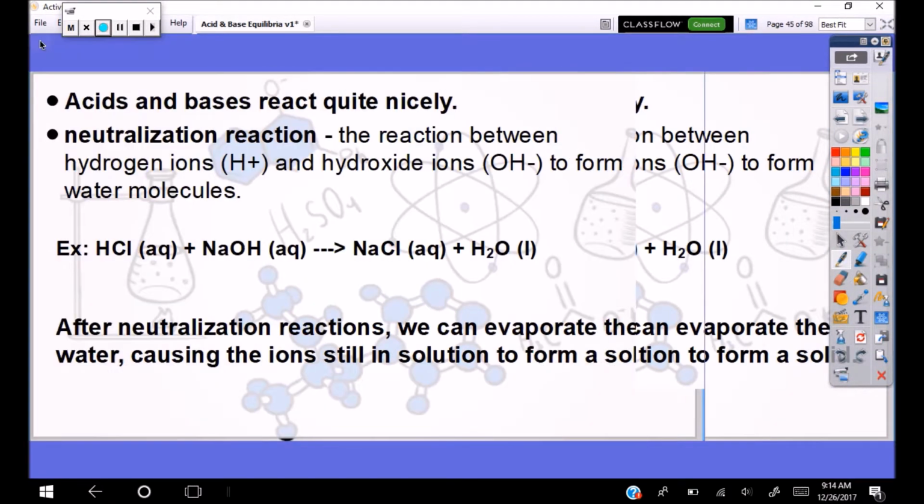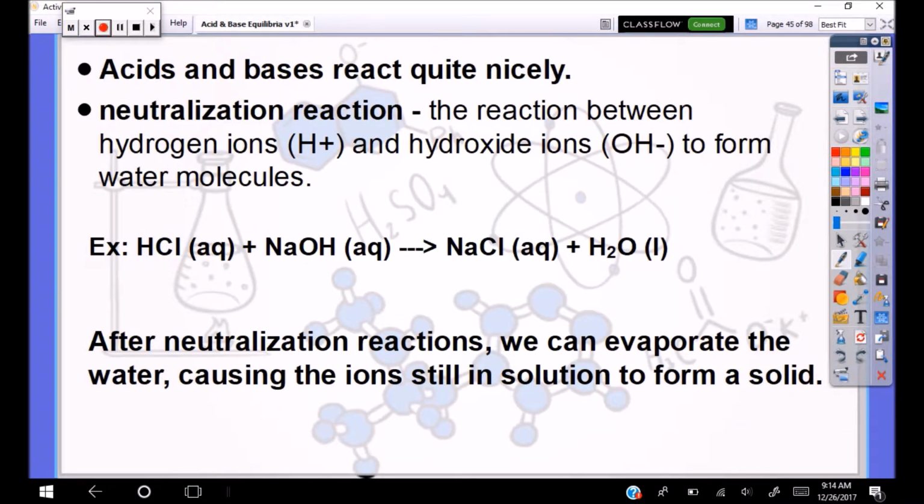Okay. So we also have the neutralization reactions. For acids and bases, we know that if we mix a strong acid and a strong base, or really any acid and any base, we get a neutralization reaction, where the hydrogen ions and the hydroxide ions form water molecules. My example is a strong acid, hydrochloric acid, and a strong base, sodium hydroxide. They mix together, and they end up forming sodium chloride and water.